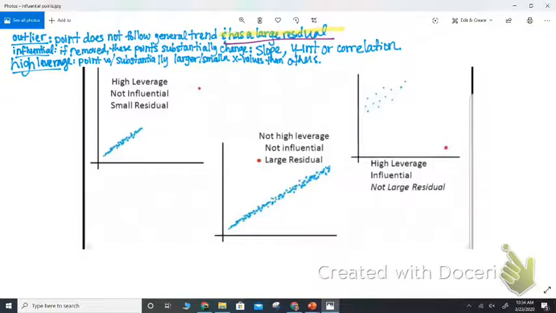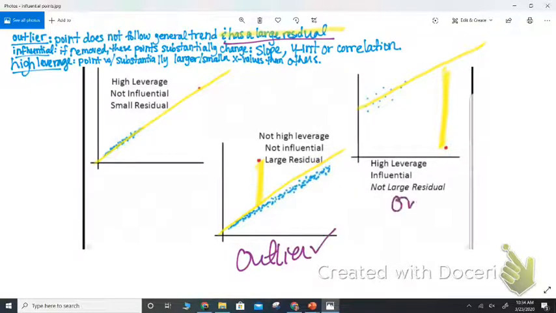Out of these three points here, if you were to put in your line of best fit and find your residual, the second two would have large residuals, but the first one has a small residual. So this first one is not an outlier, but the second two are, because they have large residuals and they don't fit the trend of the data. Even though this first one doesn't fit the trend of the data and is way far away, it's not considered an outlier because it has a small residual.